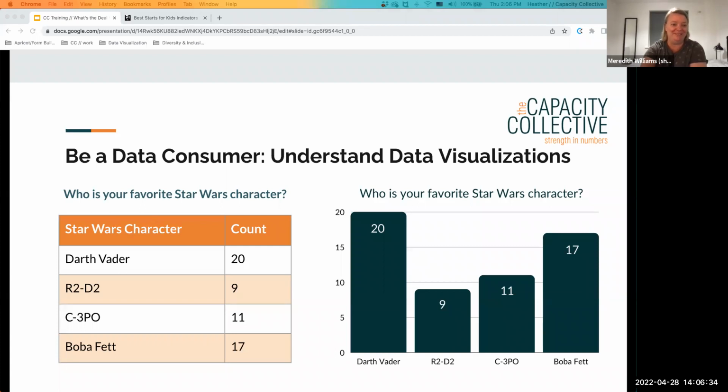Bar chart, we gotta vote for the bar chart. Number 2, oh yeah, okay. So all the capacity collective people agree that bar chart.